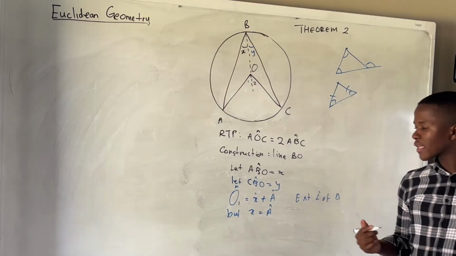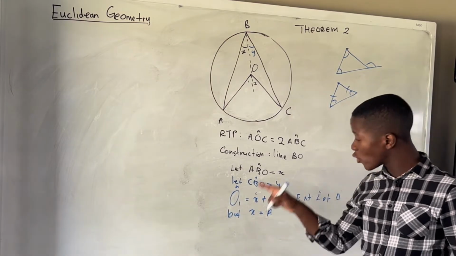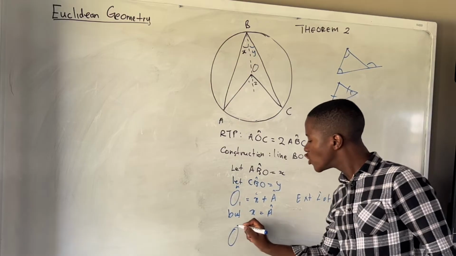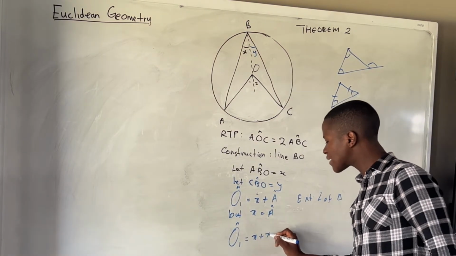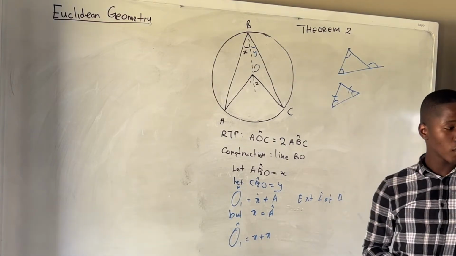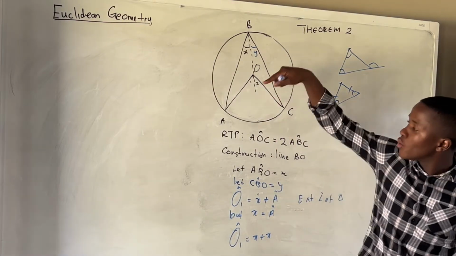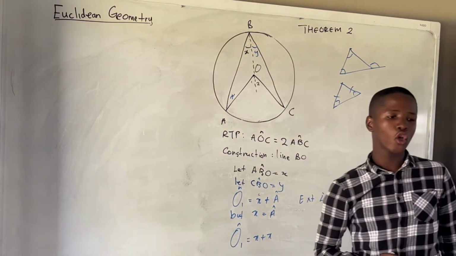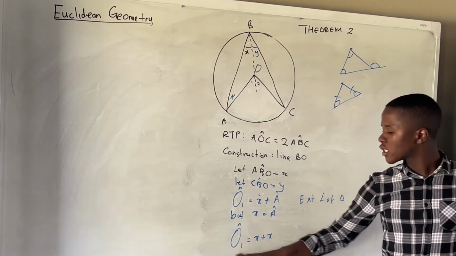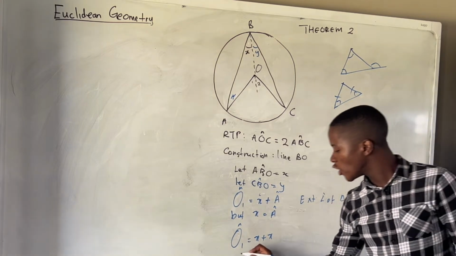So therefore, which means you are going to say your angle O1 is therefore equal to X plus X. Can you see? Because your angle A, which was this one, is also equal to X now. This is also equal to X now. So therefore, this is going to be your angle O1.